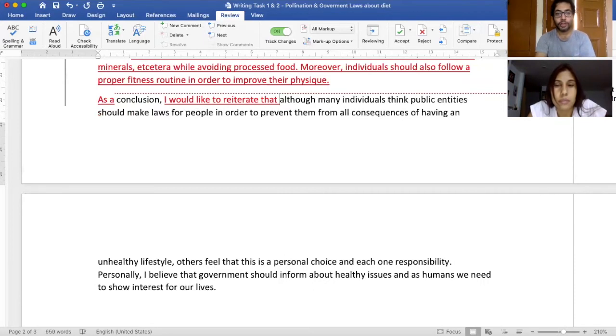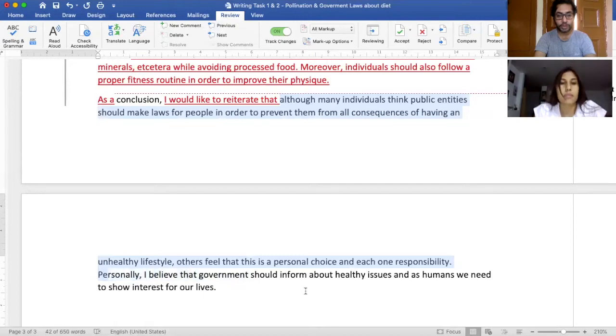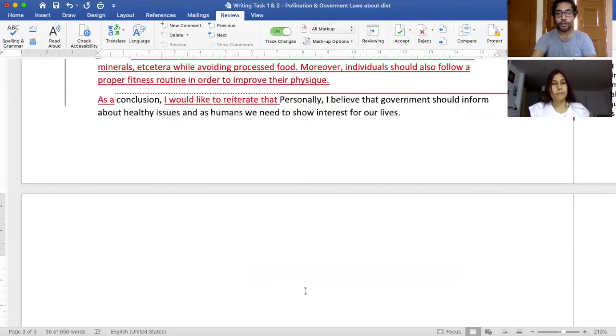Although many individuals think we should, in order to prevent them from facing consequences of having others fail. Conclusion, you don't need to talk about what others think, and you can just say what should be done, your view. Okay, that's it. I would like to reiterate that public entities and common individuals as humans.